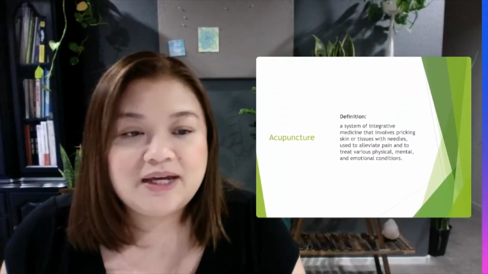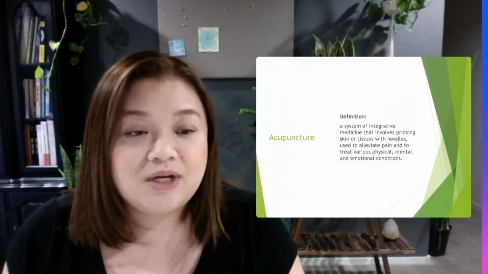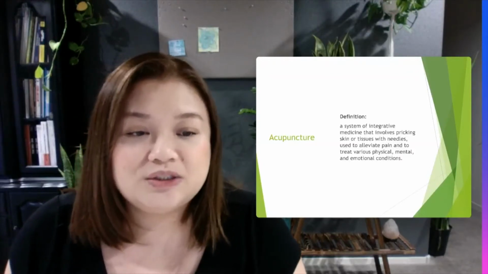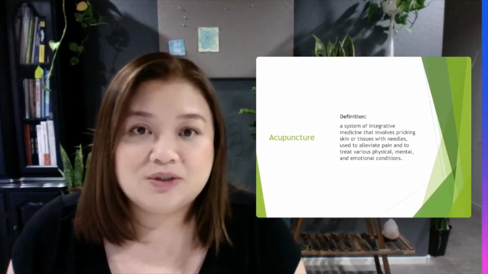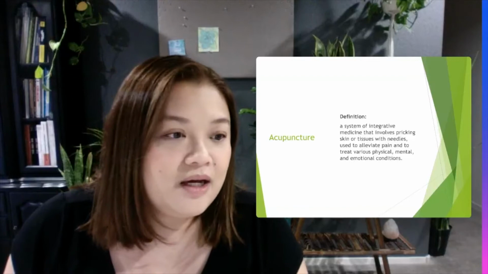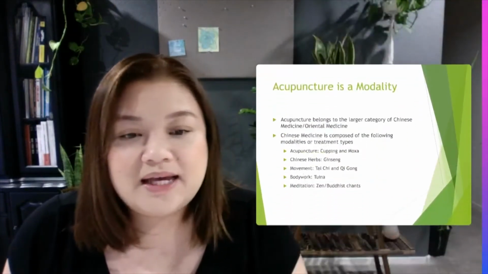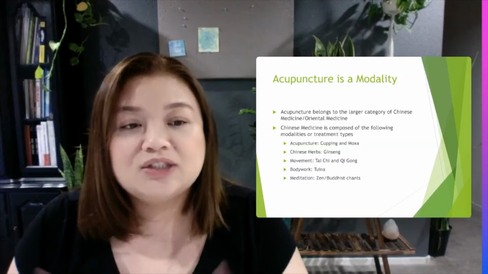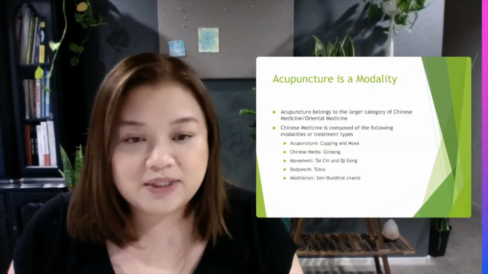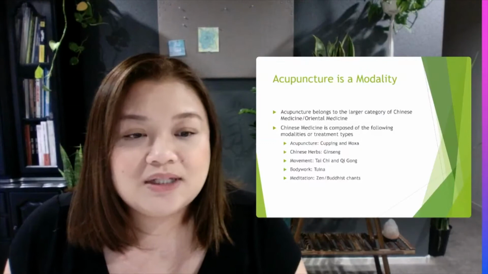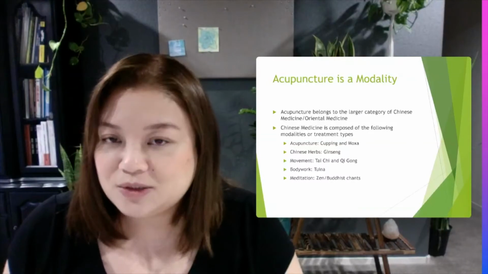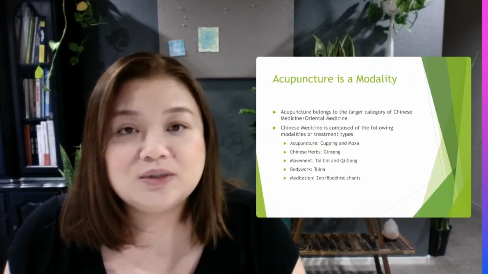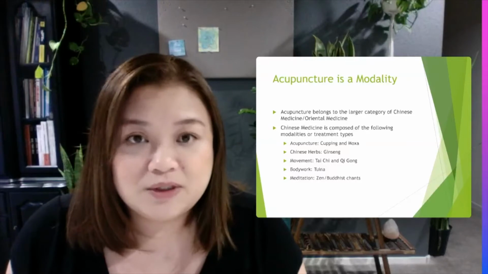So, defining acupuncture. Acupuncture is defined as a system of integrative medicine that involves the pricking of skin or tissues with needles used to alleviate pain and to treat various physical, mental, and emotional conditions. What you might not realize though is that acupuncture actually belongs to the larger category of Chinese medicine, Oriental medicine. Chinese medicine is made up of the following modalities or treatment types. Acupuncture, which is what we're talking about today, also includes cupping and something called moxa, which I'll go over a little bit later.